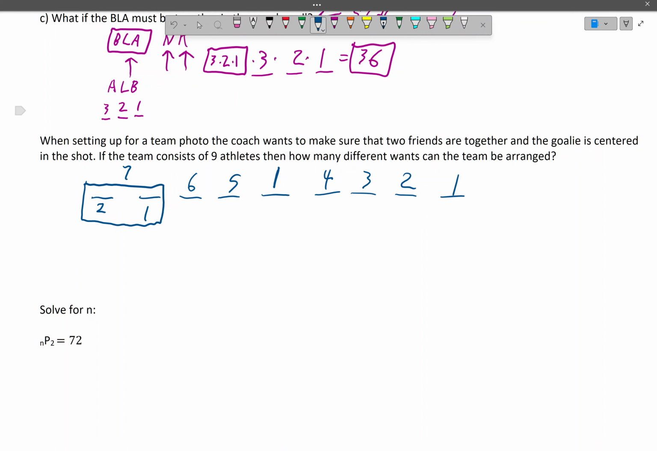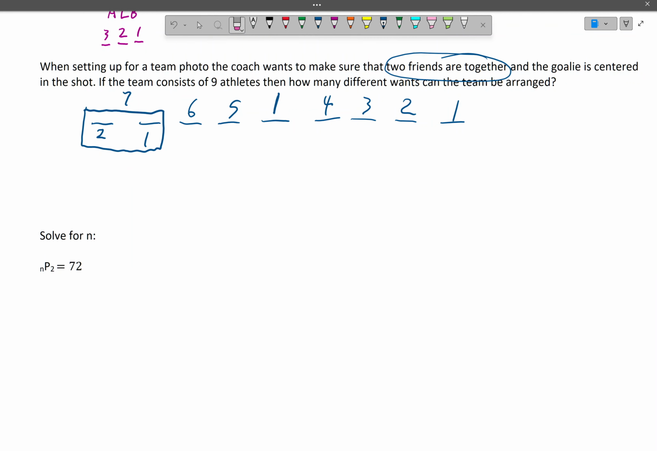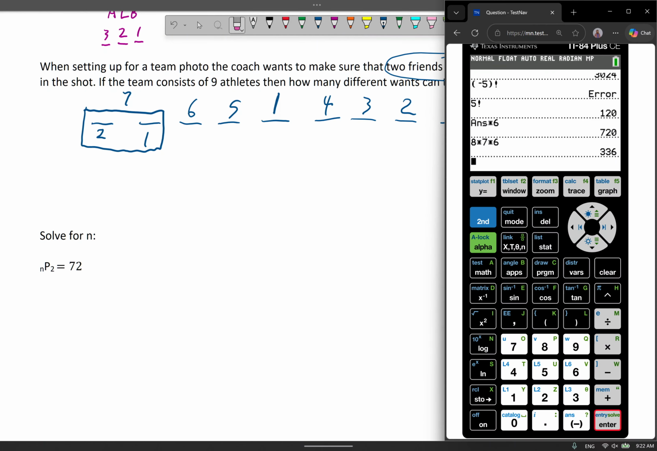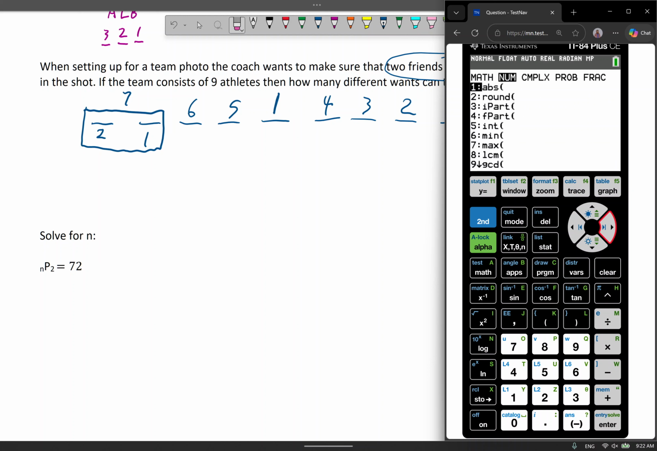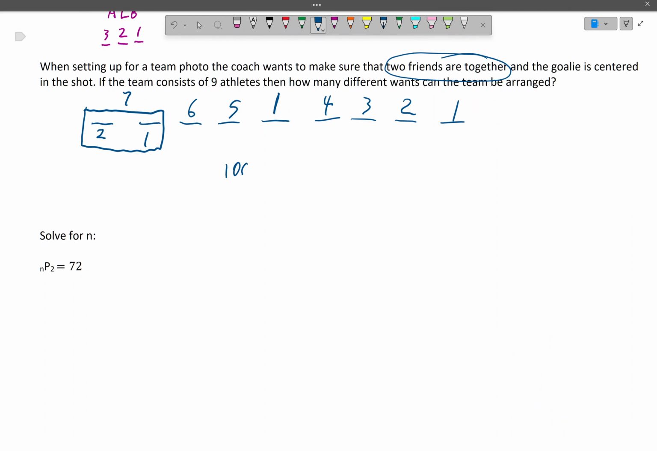This is kind of how I like to do these grouping questions. Whenever it says grouping 2 friends, 2 cars, 2 whatever, I like to build it like this and consider this as one item. Okay, so this ends up being 7 factorial times 2 times 1, but who cares? So this is 10,080.